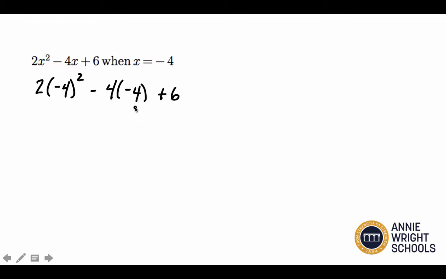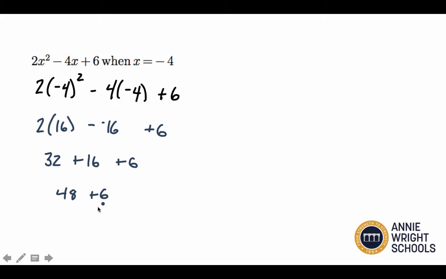So now when I begin to simplify this, I end up getting negative 4 times negative 4, and that is positive 16. I get minus 4 times negative 4, so that becomes minus a negative 16, and then plus 6. So I end up getting 32 plus 16 plus 6, that's 48 plus 6, or 54. So that is the value of this quadratic trinomial.